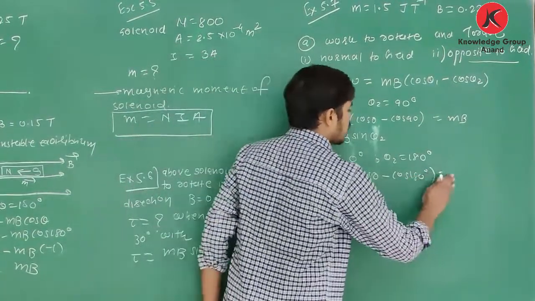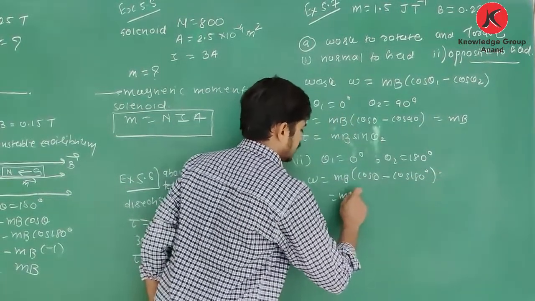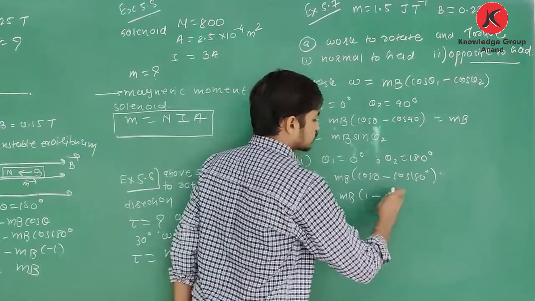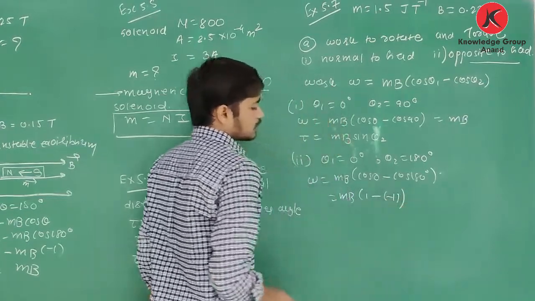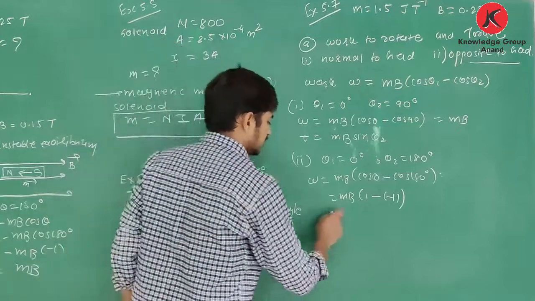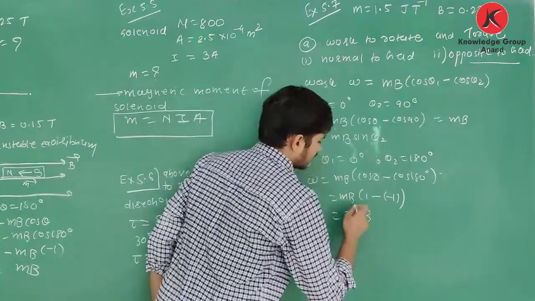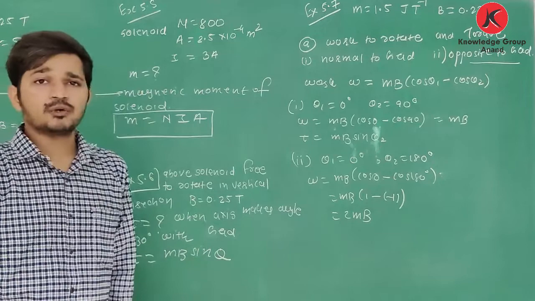We know cos 0 is 1, and cos 180 is minus 1, so minus minus becomes plus. So it is 2mB. Clear about this?